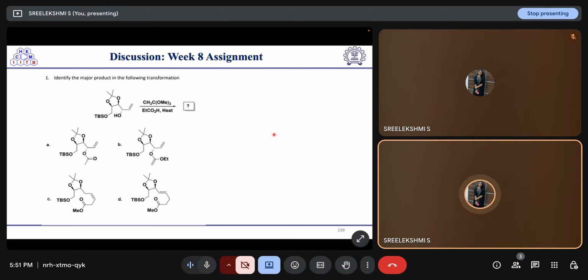Now we will start the discussion on the week 8 assignment. The first question is, identify the major product in the following transformation. So this compound, upon treatment with this orthoformate and this acid and heating, which will be the major product out of the four options given here? I'll give you some time to think about the mechanism of the reaction as well.